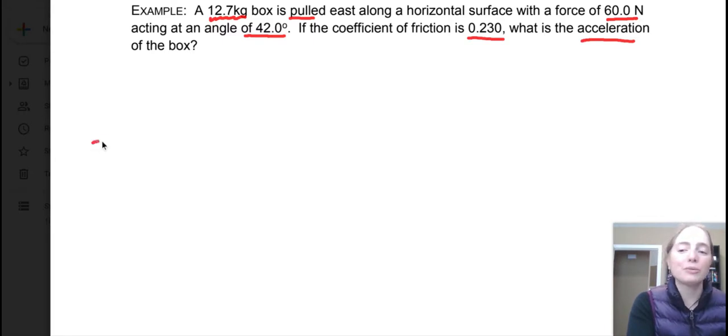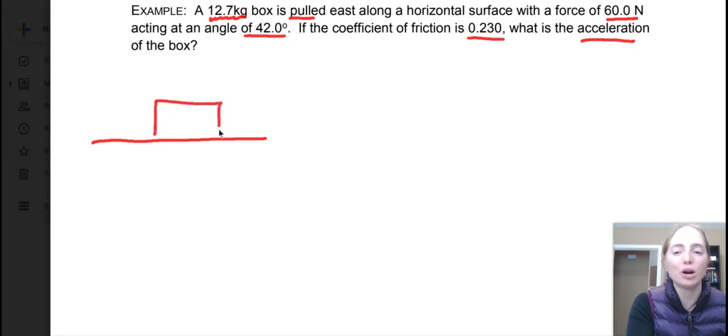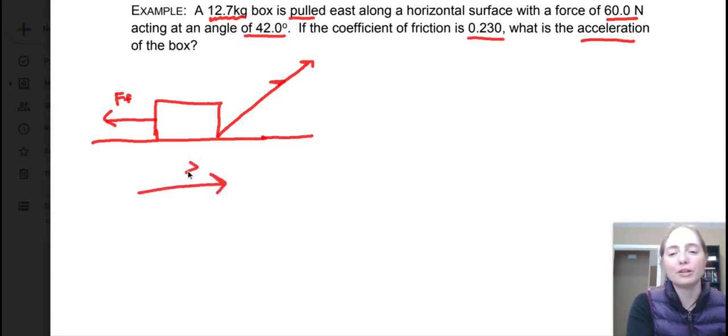Okay, so same as always, ladies and gentlemen, we are going to draw our free body diagram. Here's our box. And it is being pulled. Now, that's another key term to look at. If we're pulling it, we are going to be pulling upwards like that. Okay. We have our force of friction acting in opposition to our motion. Our motion is going to be going to the east. We have our normal force acting upwards. And we have our force of gravity acting downwards.